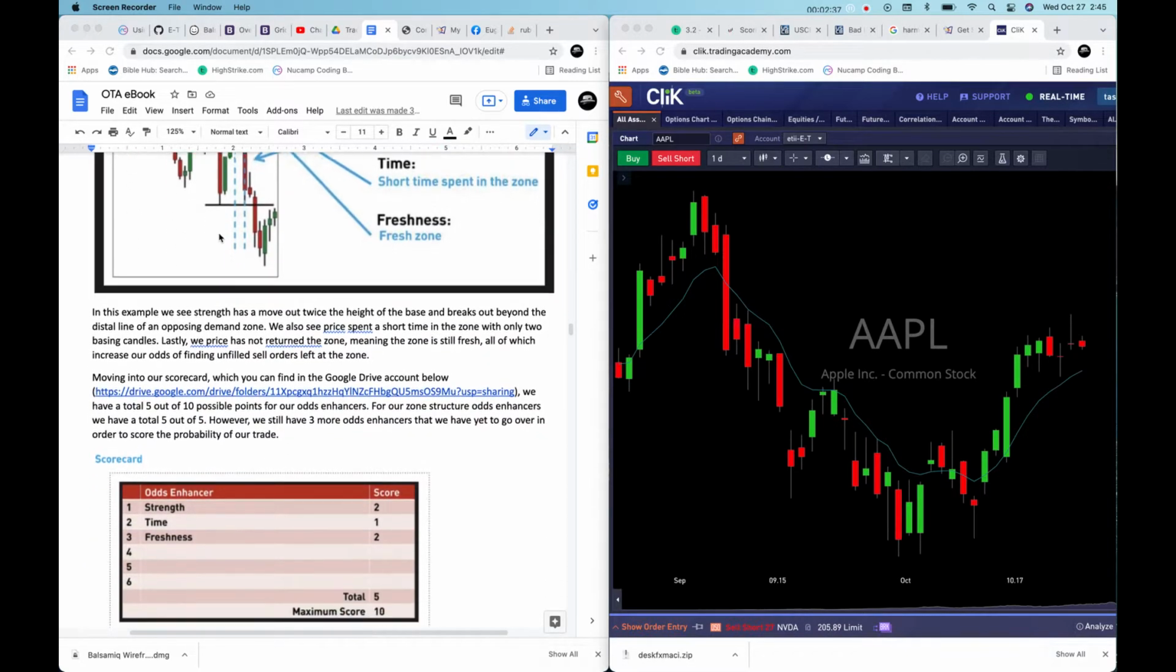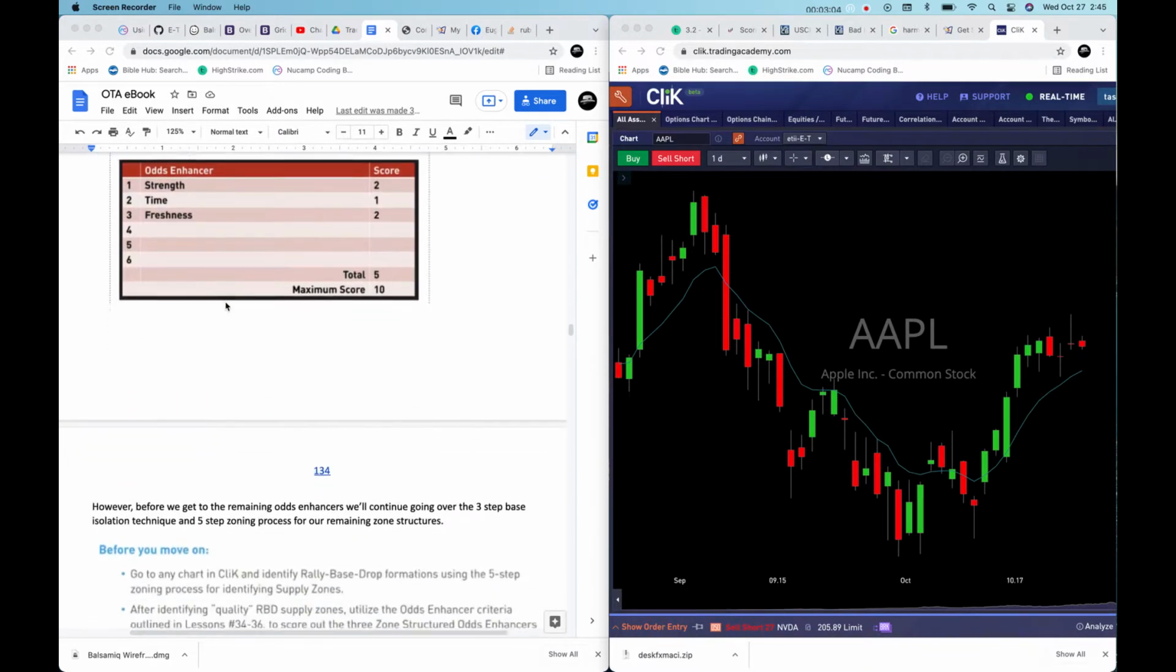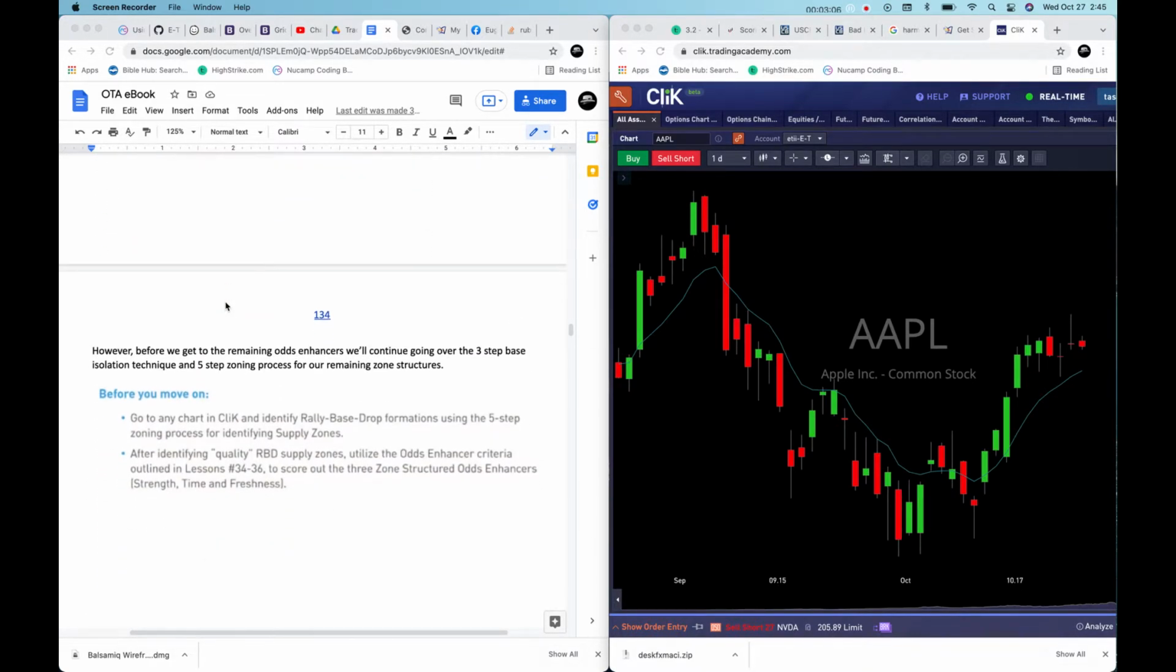All right, and if we move down a little bit, moving into our scorecard, which again you can find in the Google Drive account, we have a total 5 out of 10 possible points for all of our odds enhancers. We still have 3 odds enhancers remaining to help us score out the probability of the trade. However, regarding the zone structure odds enhancers, we have a total 5 out of 5 possible points.